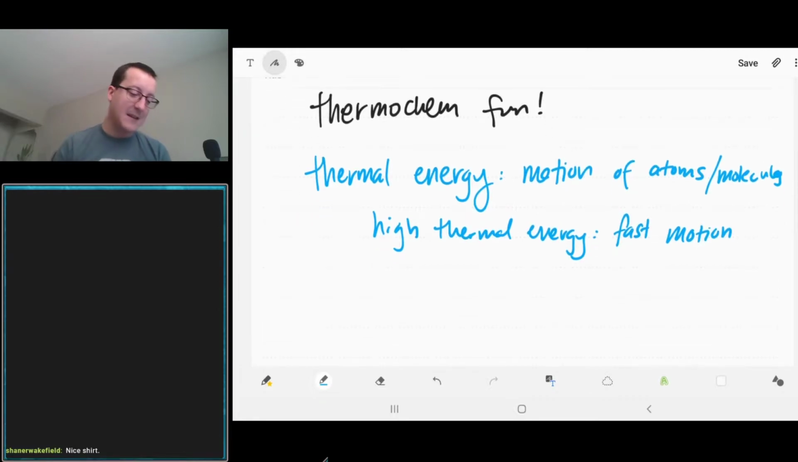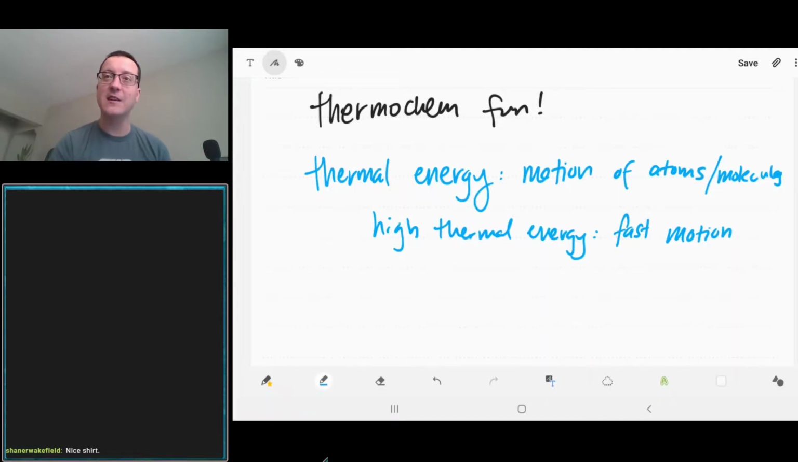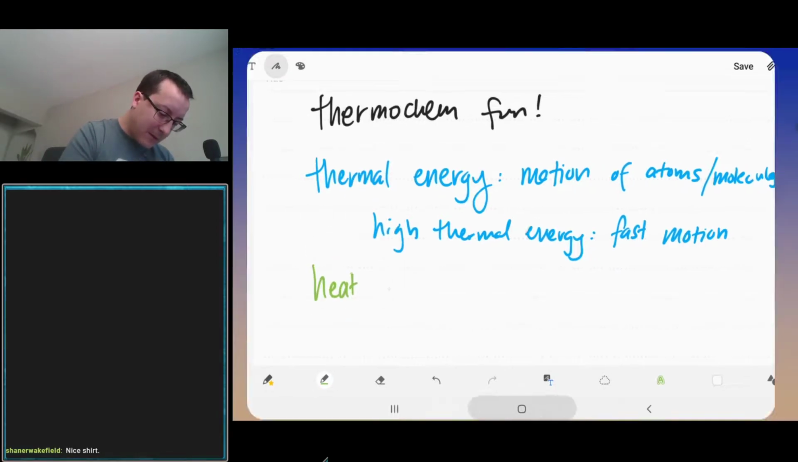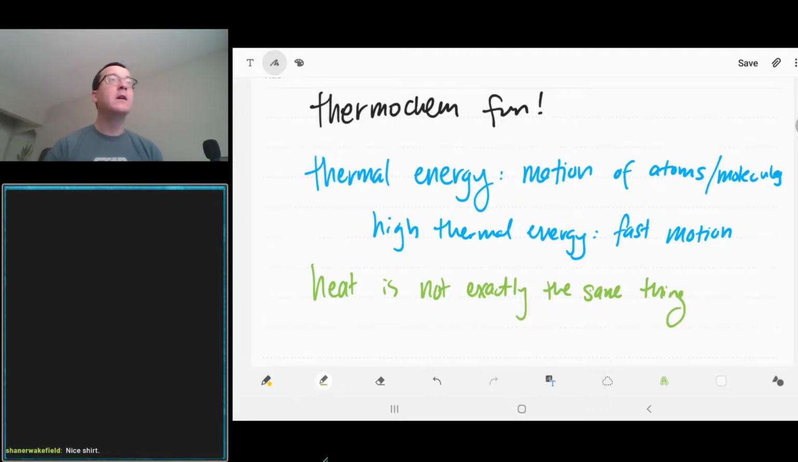So we're going to see that temperature is kind of our way of knowing how fast things are moving. But we also have to consider that heat is not exactly the same thing. And so we'll see what this is going to imply for us later on.